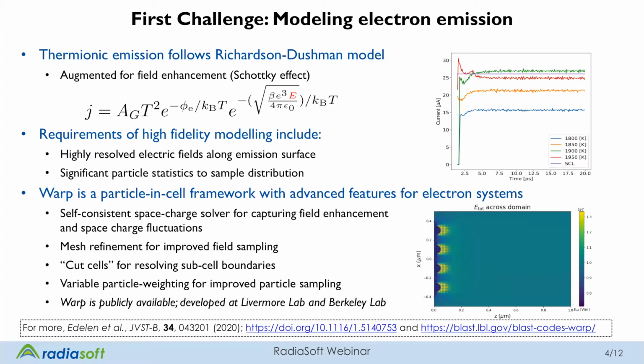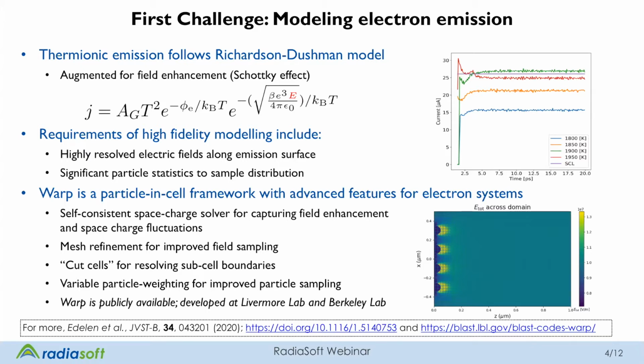Warp is a particle-in-cell framework that's publicly available, open source, and it's been developed by a collaboration between Livermore and Berkeley Lab for many years now. The code features quite a large number of capabilities that are applicable to not just particle accelerator systems, but also these kinds of electrostatic devices. A few of the features that I want to highlight here that are really critical for these kinds of devices include a self-consistent solver, which factors in the space charge of your emitted electron beams and can capture things like field enhancement and various other fluctuations in the emission surface.